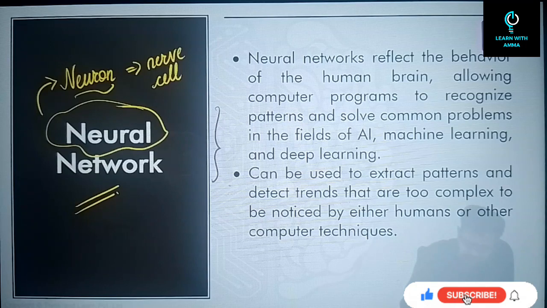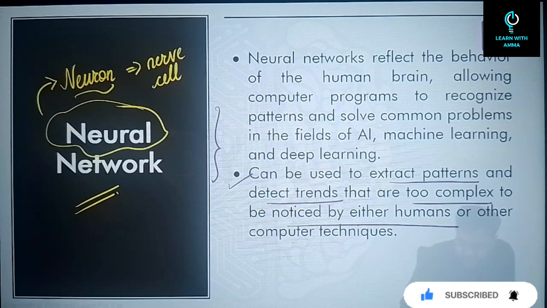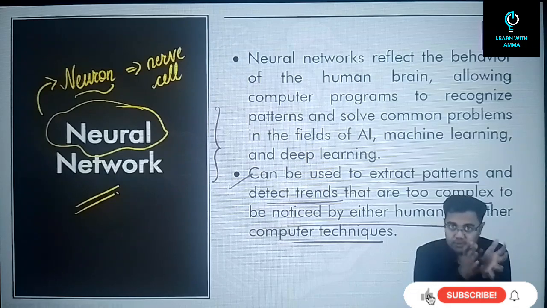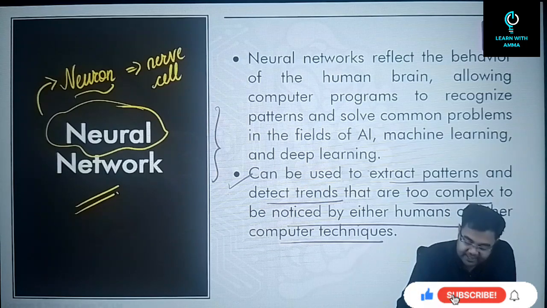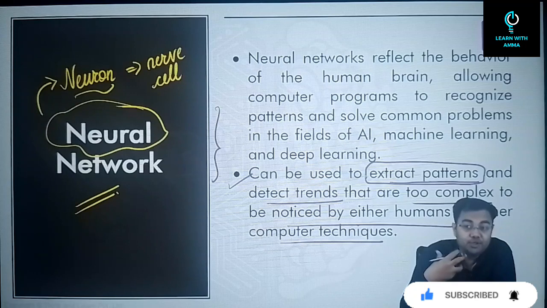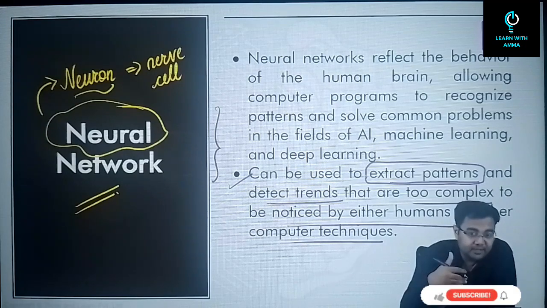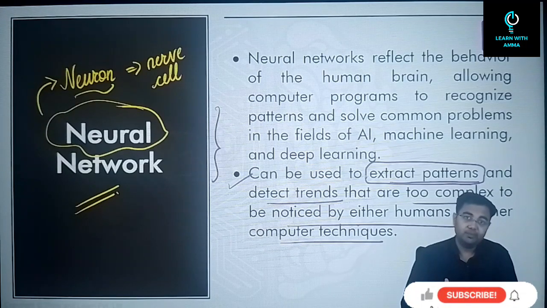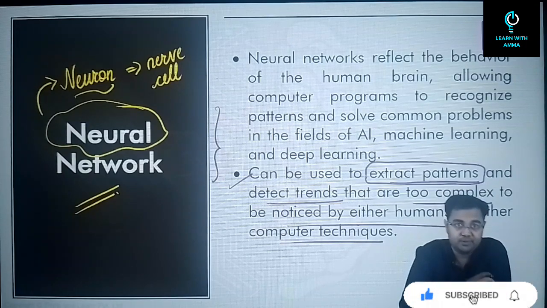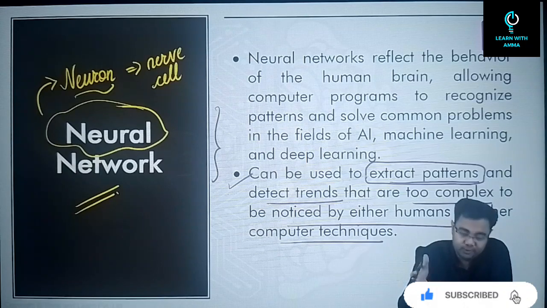So this neural network can be used to extract patterns and detect trends that are too complex to be noticed either by humans or other computer techniques. That is how the input and the output work, because it can extract the patterns by looking at all the information, studying all the information, and processing huge amounts of information in parallel. It is not going to process one piece of information at a time. It is going to process all this information in parallel and give out a pattern so that it can work accordingly in the future as well.